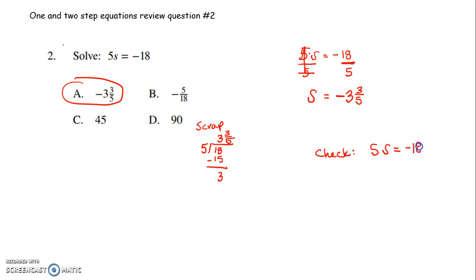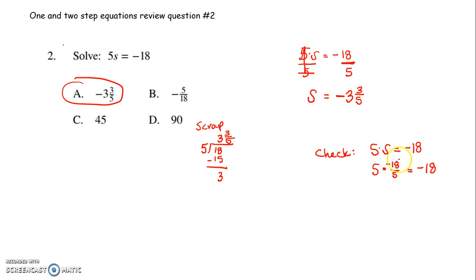Equals -18. So I'm going to put this in place of s. It'll just make it easier for me to multiply. So that means 5 times S. What was S? S was negative 18/5. We rewrote that as negative 3 3/5, but I'm going to put in the negative 18/5 in my equation. I'm hoping that will be a negative 18.